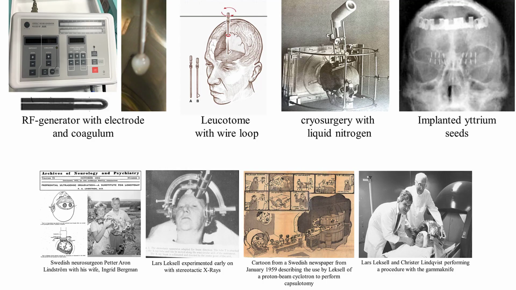Stereotactic procedures with mechanical lesions, alcohol and procaine oil injections, cryosurgical lesions, focused X-rays, installment of radioactive seeds, and eventually radiofrequency lesions were soon performed in various brain targets. Other lesion techniques were also tried. Petter Aron Lindström started using ultrasound lesions in the frontal lobes in the mid-50s. Lexell used a proton beam in '59, first applied in a psychiatric patient, and later he devised a gamma knife.